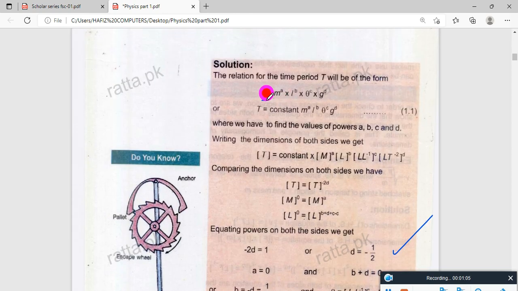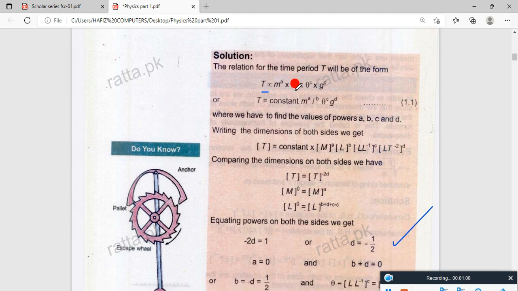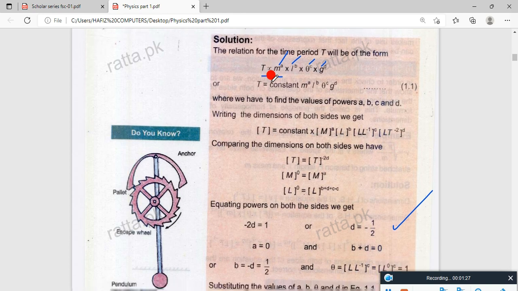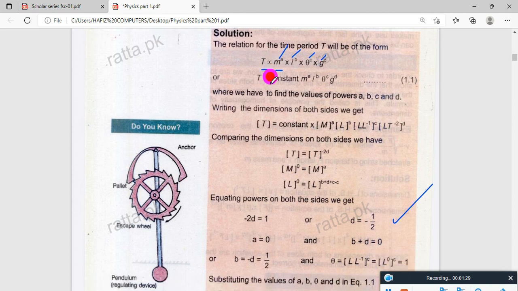First, the relation for time period will be of the form T is directly proportional to mass, length, theta and acceleration due to gravity. We will write m, L, theta and g with a constant raised to the powers a, b, c, d respectively. To convert this relation into an equation, a constant is used, where we have to find the values of the powers a, b, c and d.